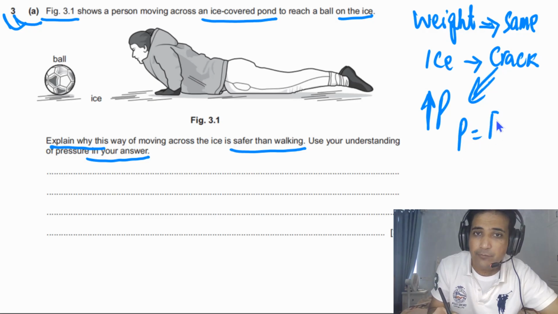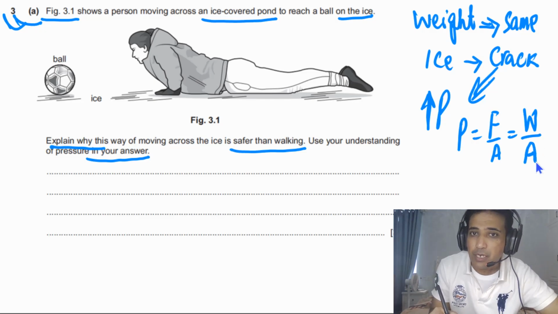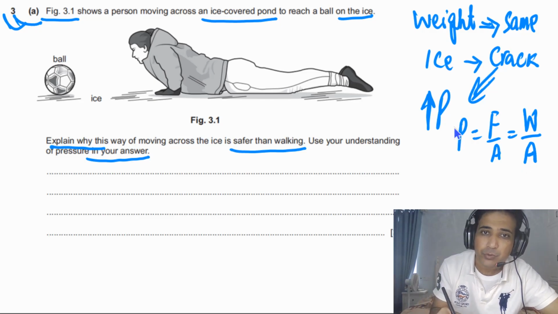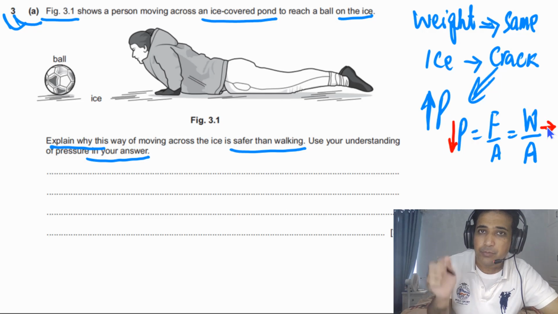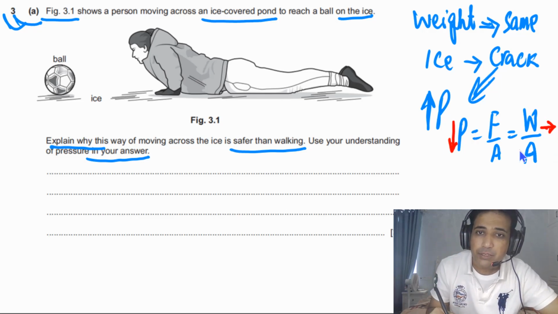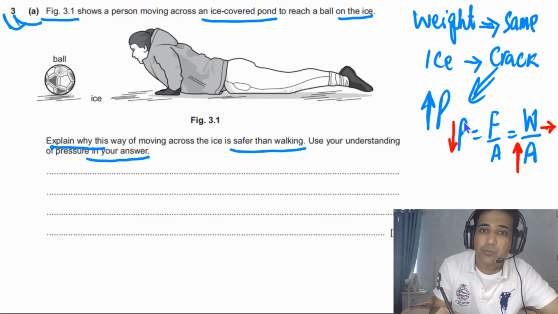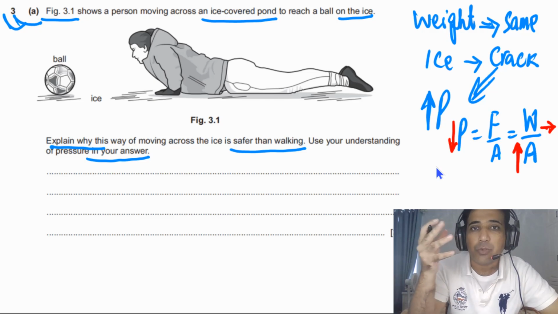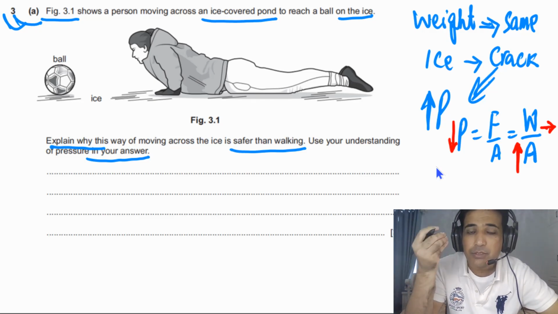P is equal to F over A. In this case, F is the weight of the person, divided by the area of contact of the person with the ice. If we want to reduce P, the weight is the same. The weight of the person will not change whether the person is standing or lying on the ice, but we can increase the area. If we increase this contact area, we can reduce P. So these are the points you need to understand to answer this question. It is a typical type of question about pressure.